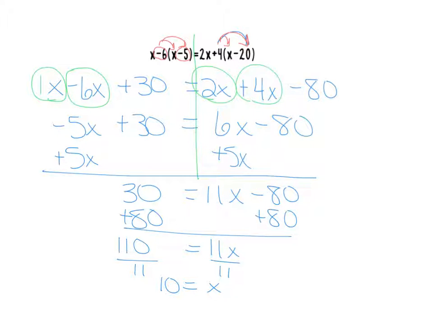I had a variable on both sides of the equal sign, so my smallest one was a negative 5. The inverse to that would be adding 5, so plus 5x plus 5x. That gave me 30 equals 11x minus 80. Then I had this two-step equation, and I ended up with x equals 10. If you missed anything, correct it, fix it. If you have any questions, ask them.